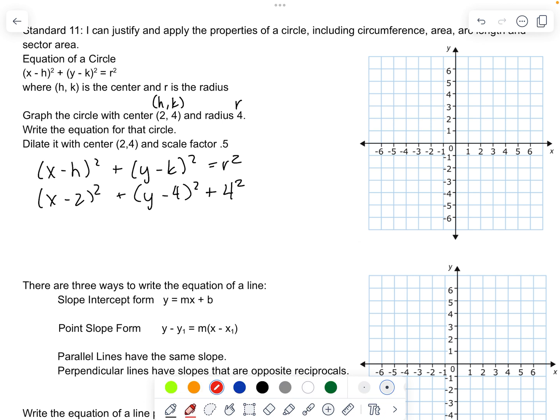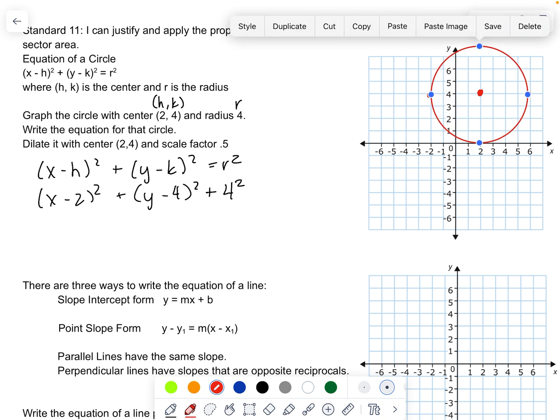So the center is at (2, 4), so I go over 2, up 4. And the radius is 4, so I'm going to measure out 4 units in all 4 directions. And then I'm going to sketch that circle. It might be helpful to have a compass.